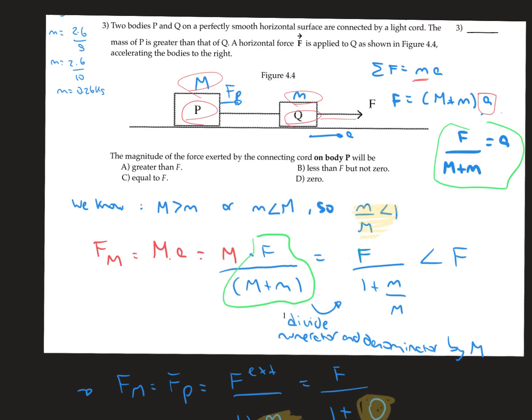Now, since we know that big M has a greater mass than little m, we can also say that little m is less than big M. So we can conclude that little m divided by big M is going to be less than 1. Say we give little m a value of 1 and big M a value of 2, it's going to be 1/2, around 0.5, which is less than 1, just for an example.